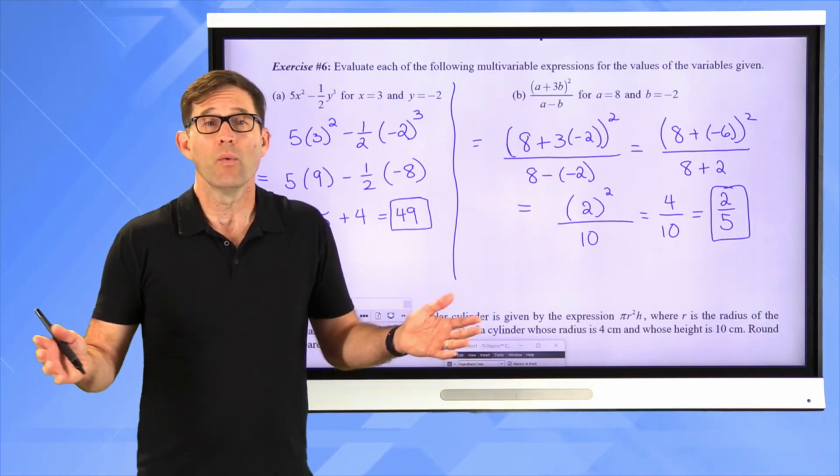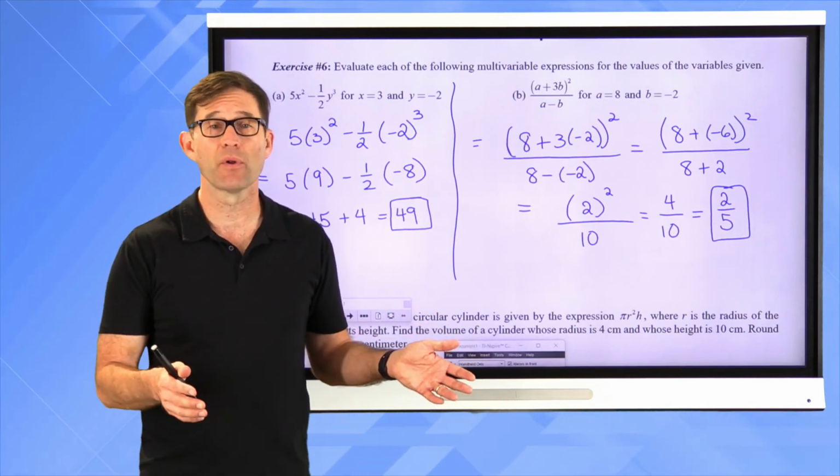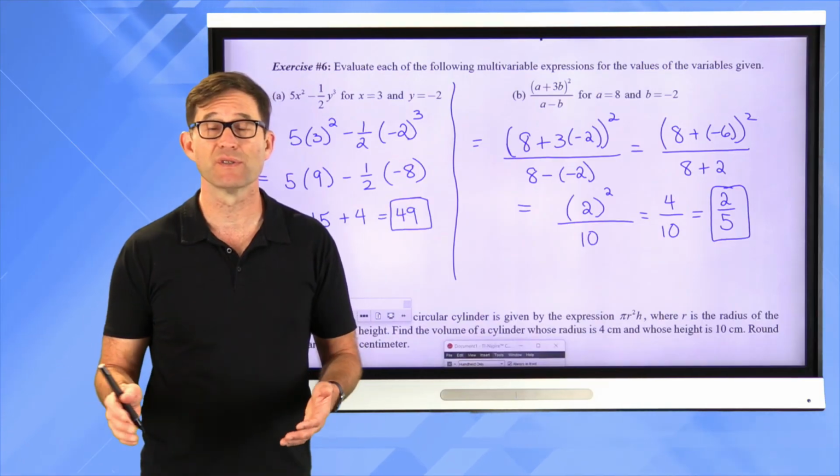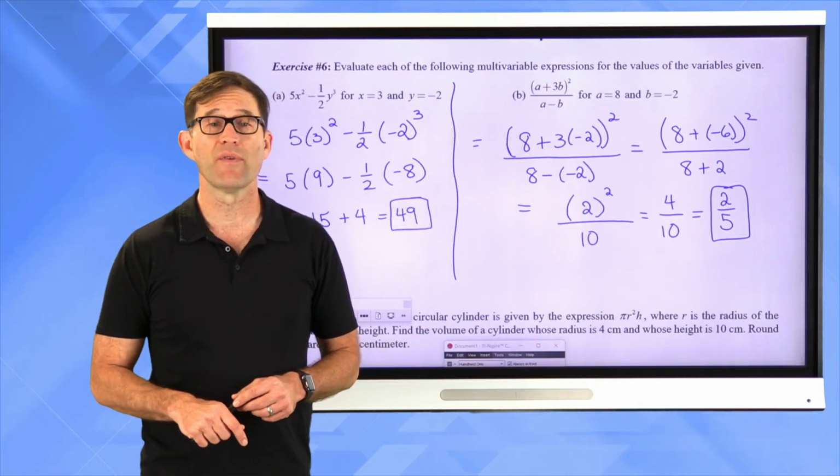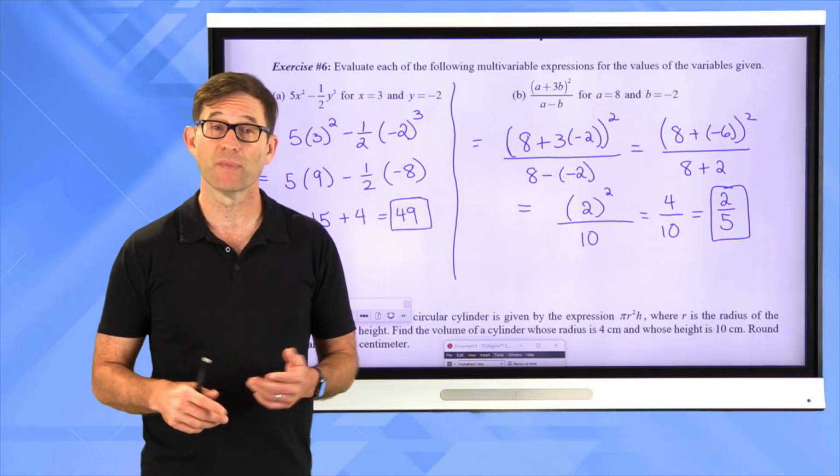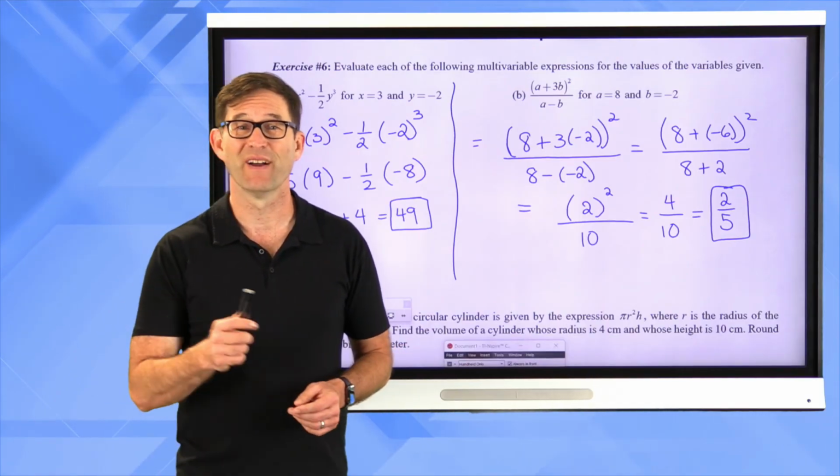Okay, so we should be able to evaluate multivariable expressions just like single variable expressions, using our standard order of operations that you've been learning since, well, about 6th grade. All right, let's keep going.